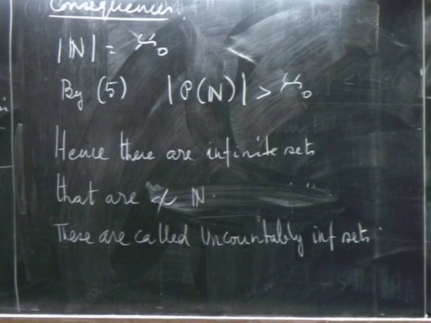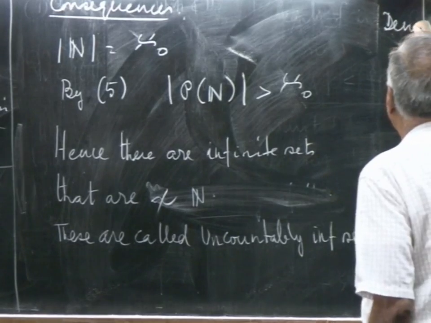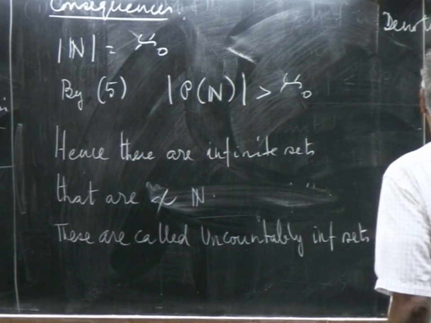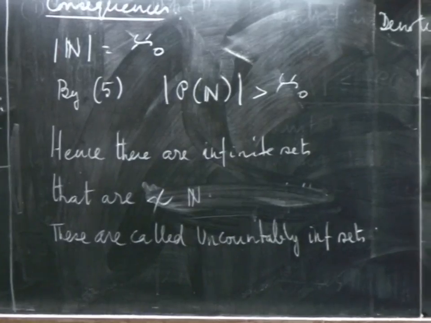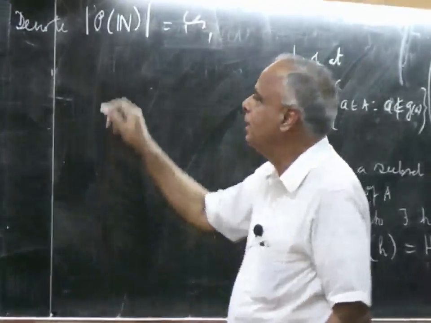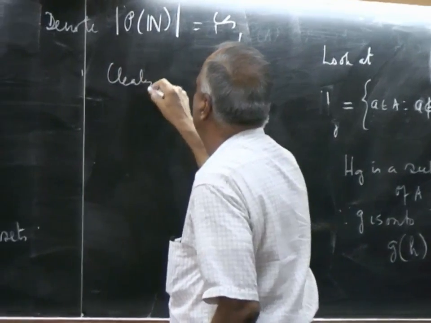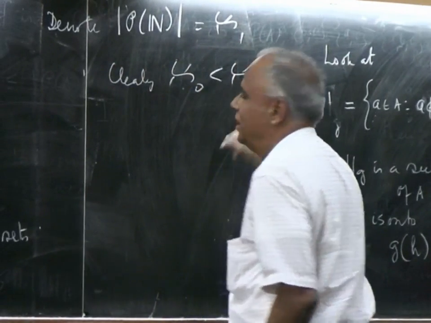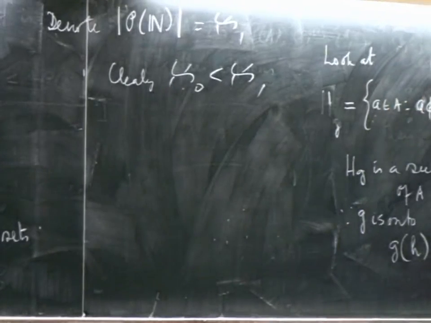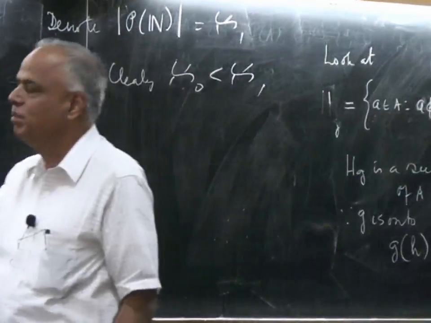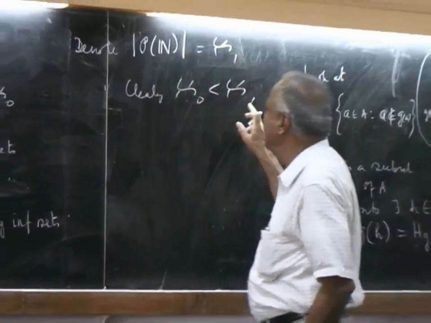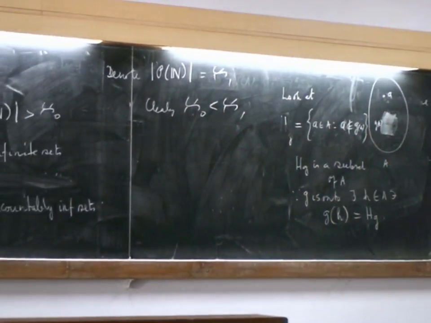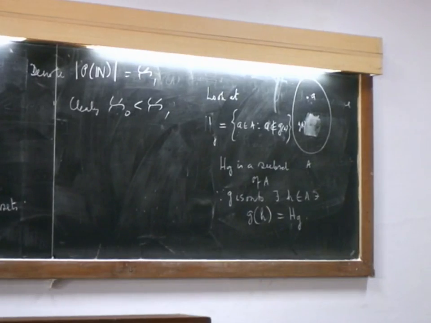So we will denote the cardinality of P(N) to be ℵ1, and clearly ℵ0 is less than ℵ1 because the power set is bigger. Now we can write an infinite number of power sets. The power set of the power set will be bigger than the power set, and therefore the power set of the power set of N will have cardinality more than ℵ1, and that we will call ℵ2, and so on and so forth.